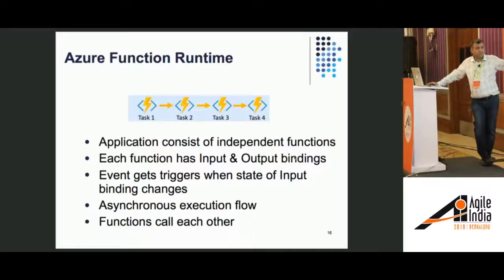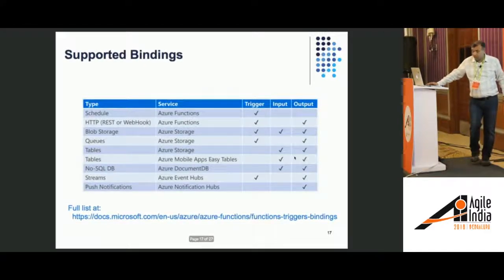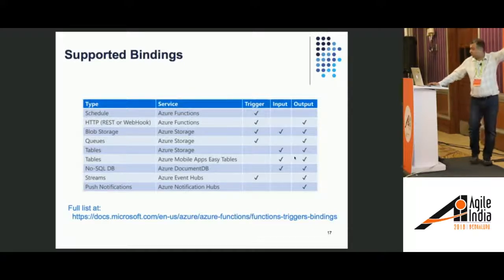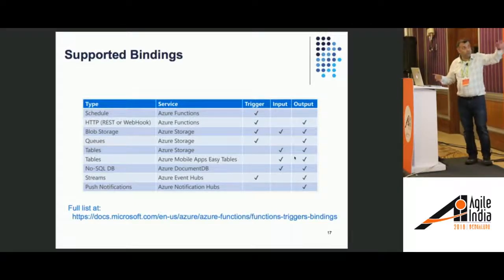And AWS Lambda might have a different constraint, but they'll operate the same way. So these are the supported bindings, right? There's a full list. This is just a partial list. There are inputs and outputs. In Azure, you have blob storage, which is basically for blobs. You have queues for short 8 KB message sizes.